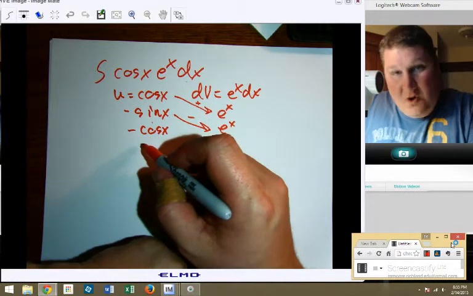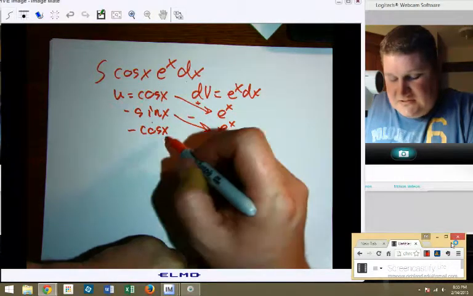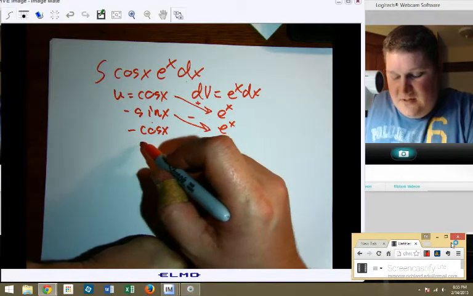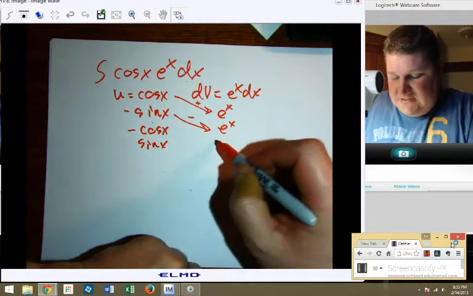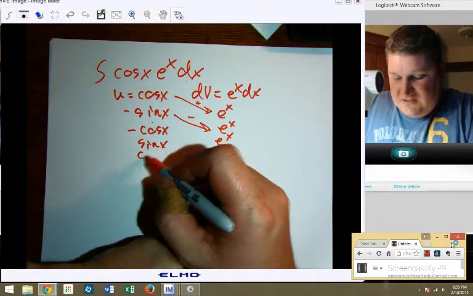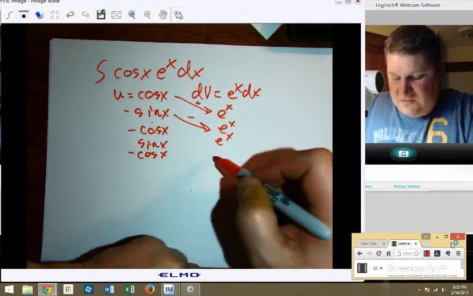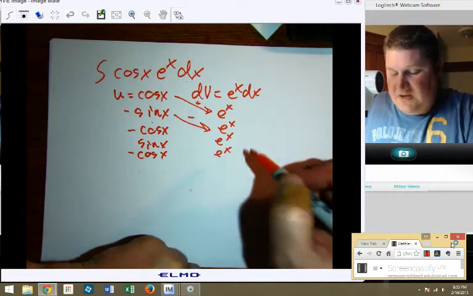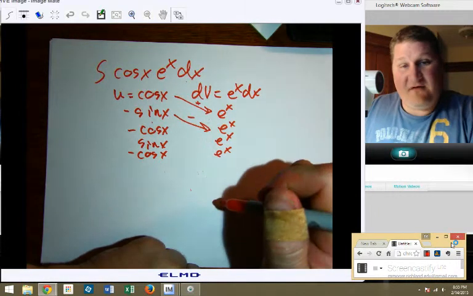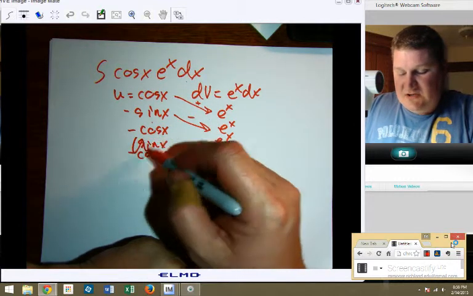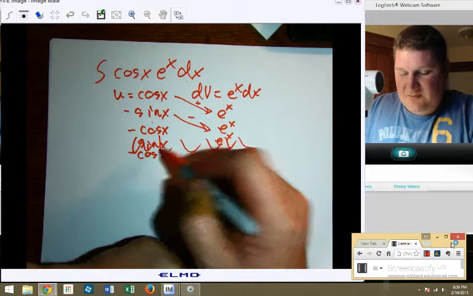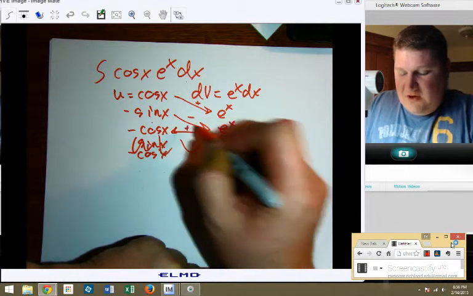So if I kept going, I would, let's see here, cosine x, and so that's going to be a sine x, and that's going to be an e to the x, and that's going to be a negative cosine x, and that's going to be an e to the x, and it's going to go on forever and ever and ever. So what we need to do is figure out a place to stop, and that place to stop is right here.